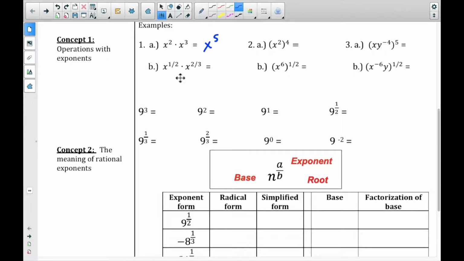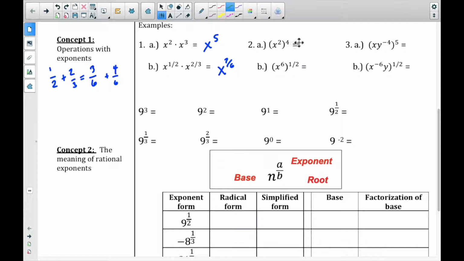So on 1b, that's what we need to do. We need to add 1/2 plus 2/3. And hopefully we know how to add fractions. For fractions, we have to have a common denominator. Common denominator here would be 6. So that is 3/6 plus 4/6, which is 7/6. So this simplifies to x to the 7/6 power. Let's look at the next one.